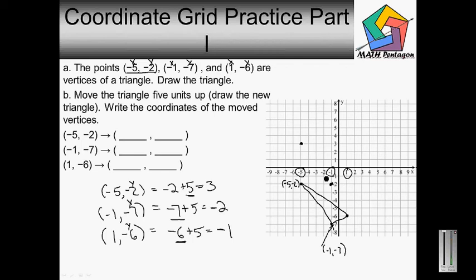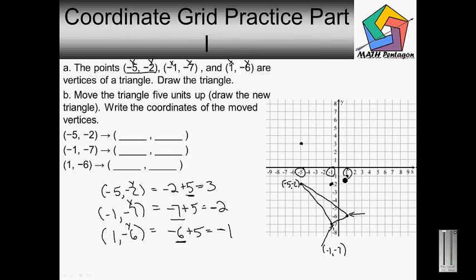So we find the (1, -6) point right here. And now we move 5 spaces up. 1, 2, 3, 4, 5. And right here we end up at -1.